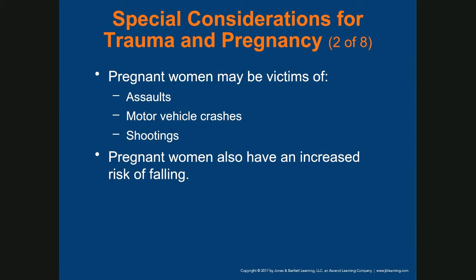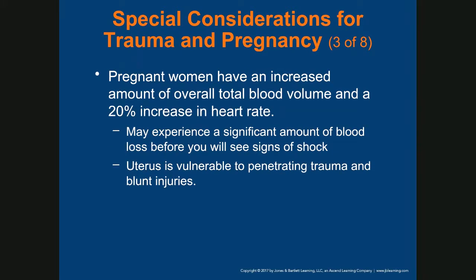Now, pregnant women may be victims of assaults, motor vehicle crashes, shootings. Pregnant women also have an increased risk of falling. Right now, one of the most common causes of placenta abruption is trauma. That's one of the most common causes, right? So placenta abruption is associated with trauma, right? So you need to be looking out for that if they are close to full term and they're going into shock, having a traumatic injury.